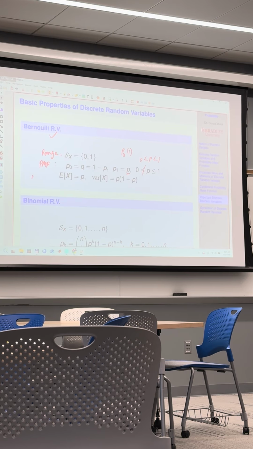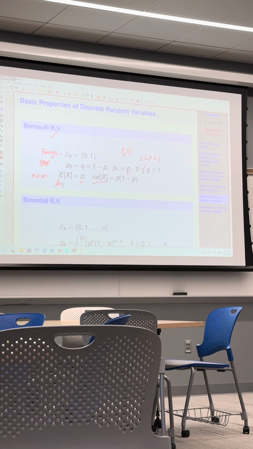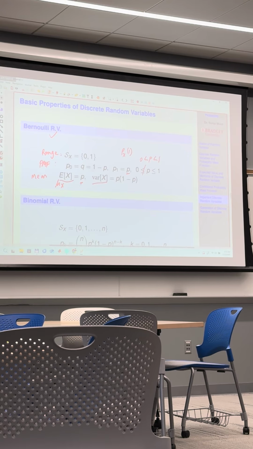The mean of binary random variable is simply p. Variance of binary random variable is p times 1 minus p. So the mean mu sub x of binary random variable is p, and variance of binary random variable is p times 1 minus p. In other words, it is p times q.